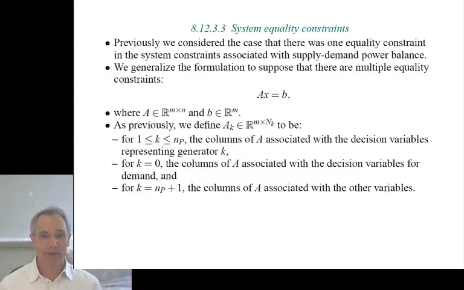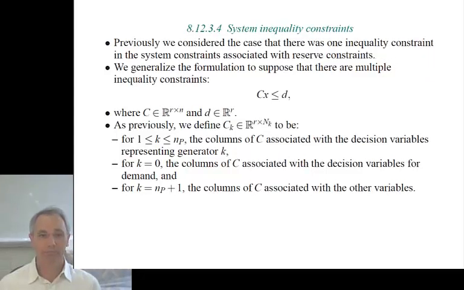And previously, we've seen this idea before, we want to pick out the columns of A associated with particular generators. So I'll define A_k, a submatrix of A, an m by n_k matrix, such that for k between 1 and n_p, it's the columns of A associated with the decision variables representing generator k. For k equals 0, it's the columns of A associated with the decision variables for the demand. And for k equal n_p plus 1, it's the columns of A associated with any other variables that we defined.